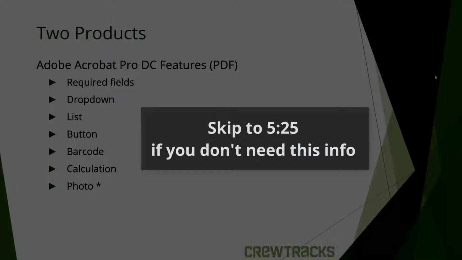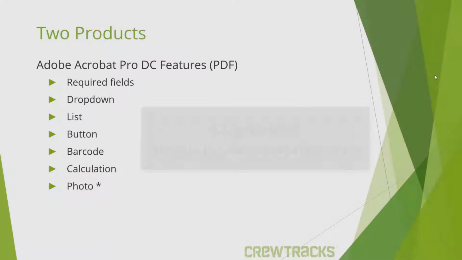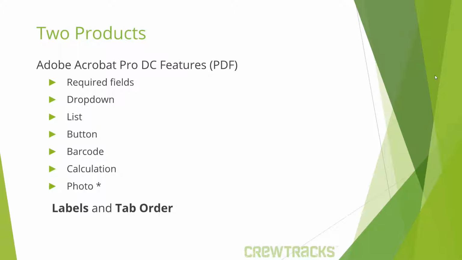So the two things that you need to keep in mind if you're creating and editing your own documents for use in CrewTrax are labels and tab order. These become really important when you're exporting data as a CSV. When the data originally lived in a PDF, we need everything labeled correctly and in the correct order so that the data that comes out in your CSV export makes sense. Let me show you what I mean.